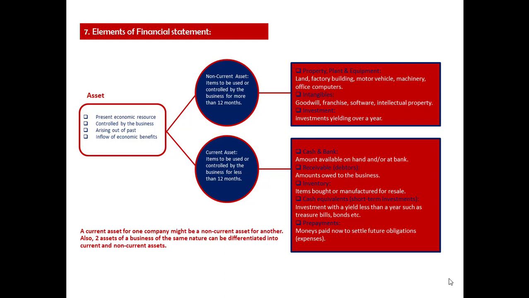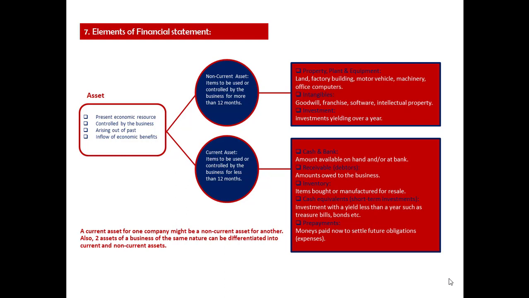A motor vehicle for a school or a grocery shop or a supermarket will be a non-current asset because it's going to be used in generating money for the business for more than a year. It was not bought to be resold, but it was bought to be used to generate more benefits. Also, two items of a similar nature can be separated into current and non-current.